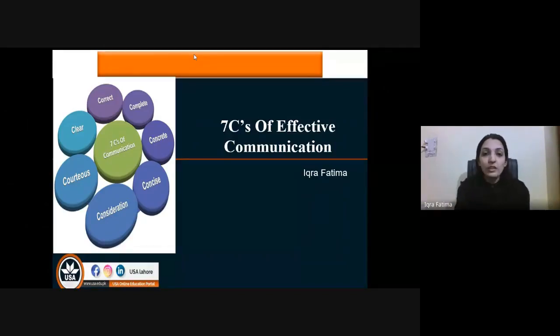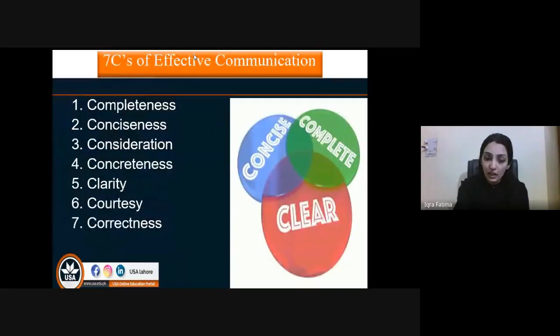Okay, so effective communication is when you have 100% response from your receiver's side. In order to make your communication effective, Murphy has given you the 7 C's. There are seven terms which you can follow while writing your message, while speaking, during your communication, and by following these terms, you can make your communication effective.